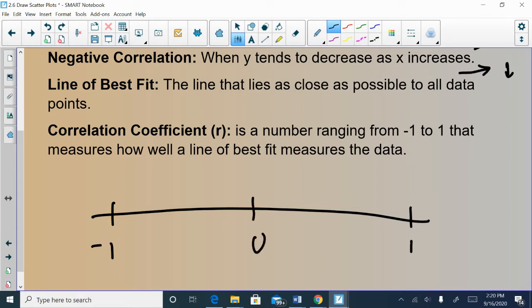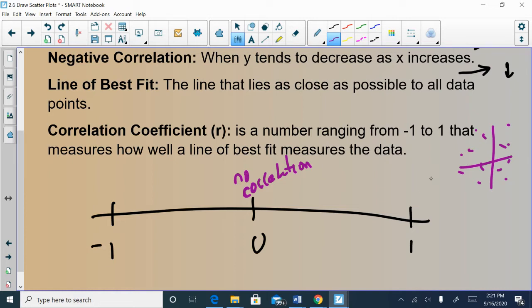So our correlation coefficient, or R value, will be somewhere between -1 and +1. 0 would say that there is no correlation. This is kind of a weird scale, so I want to write it down. An R value of 0 would say there is no correlation. You could not possibly draw a line of best fit because it wouldn't make sense. The data is just completely spaced out. Something like this, where you're like, well, I don't even know where I would draw the line of best fit.